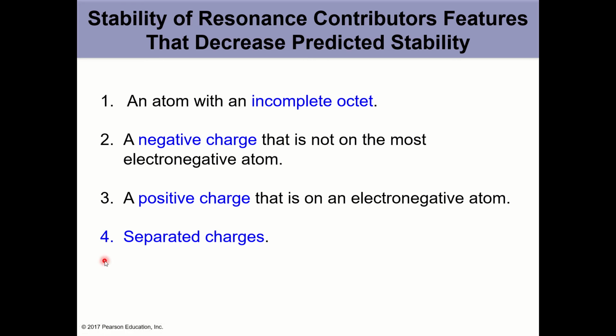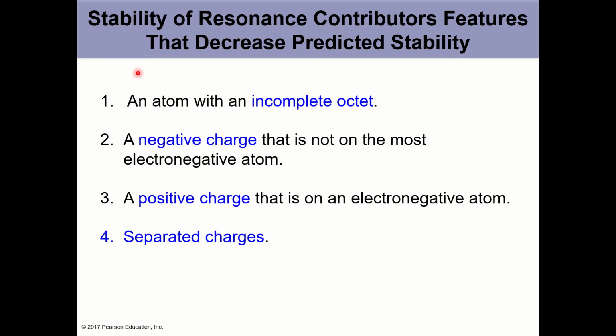Okay. So stability of resonance contributors. Let's look at when we have resonance contributors and we're comparing those Lewis structures. What are the features that decrease the predicted stability so that we can identify the best and most accurate distribution of electrons in a resonance hybrid? So a resonance contributor is less stable if it has an atom with an incomplete octet.